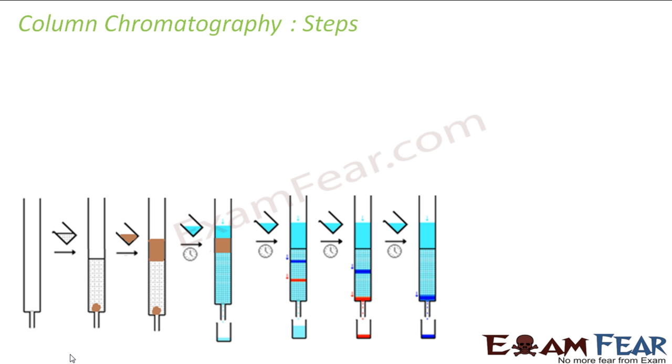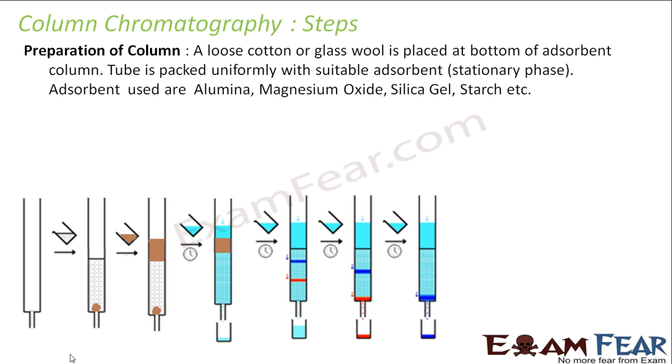So there are various steps to this column chromatography. The first one is the preparation of column. So this is my first. So I take a test tube. I put a cotton or glass wool at the bottom of the column, and I put an adsorbent here. So this is my adsorbent actually. This is my adsorbent. Correct? So this is my floor actually, on which I'll be putting water or solvent.